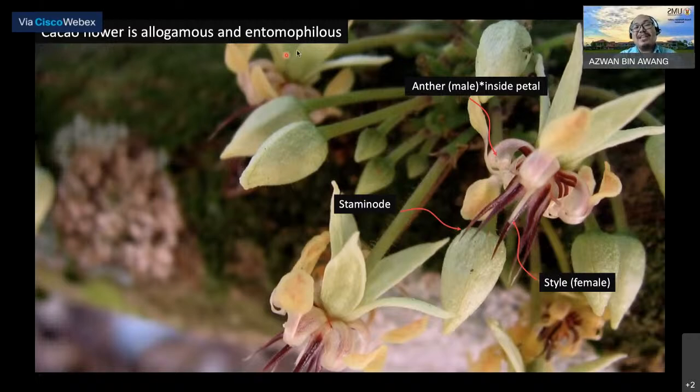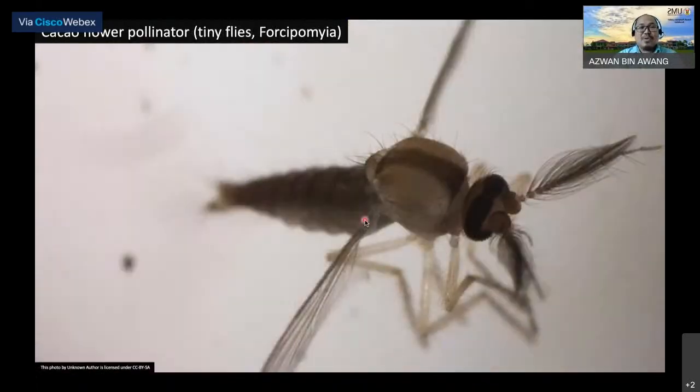Entomophilous means that the flowers of cocoa are pollinated preferably by insects. You can see that the pollen is covered by petal. How can that pollen go to the female parts here? So insects are very important, so they can bring the pollen to the female parts. This is one example of a pollinator for cocoa flower. It is a tiny fly in the family Ceratopogonidae.